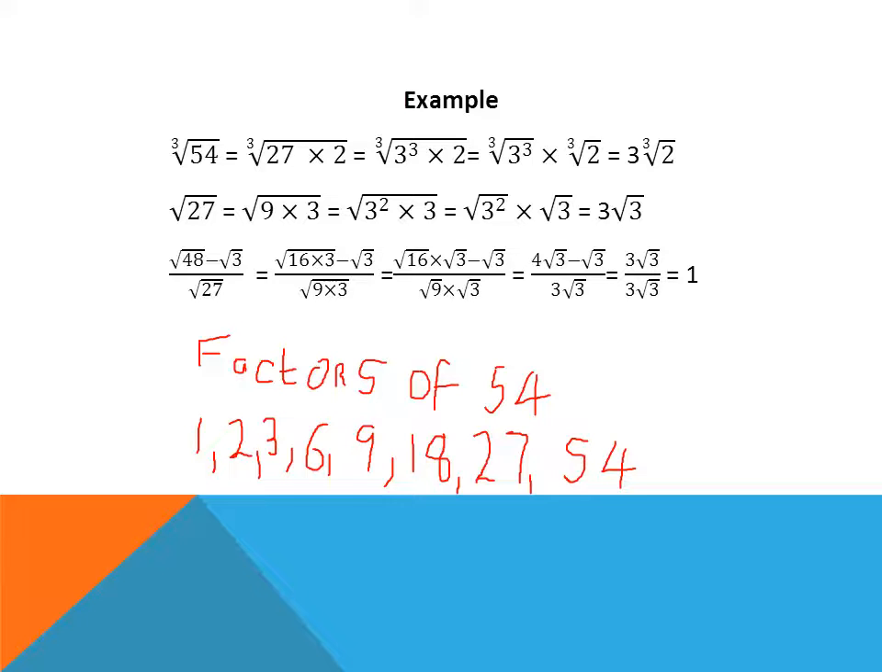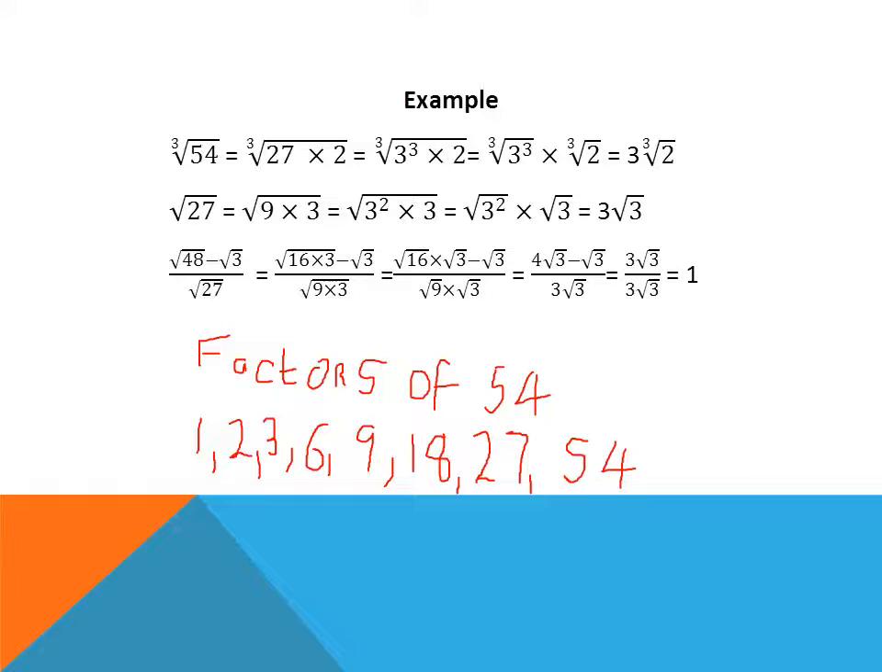And notice here, with example 1, we are talking about the cube root. So when we look at the factors of 54, we pick a number that when we find the cube root of it, we won't get a remainder. And that number is 27. Because when we find the prime factors of 27, we are going to get 3. And 3 times 3 times 3 will give us 27.